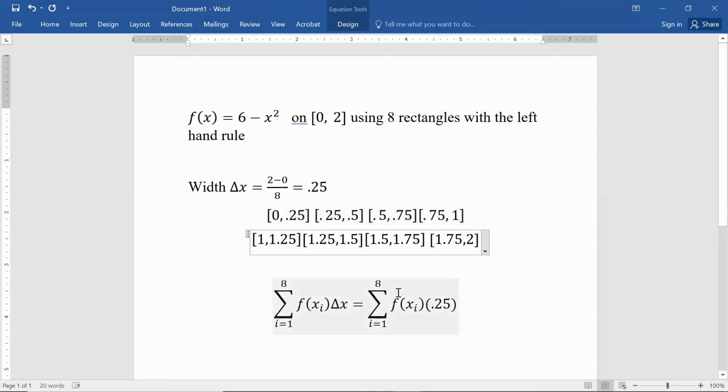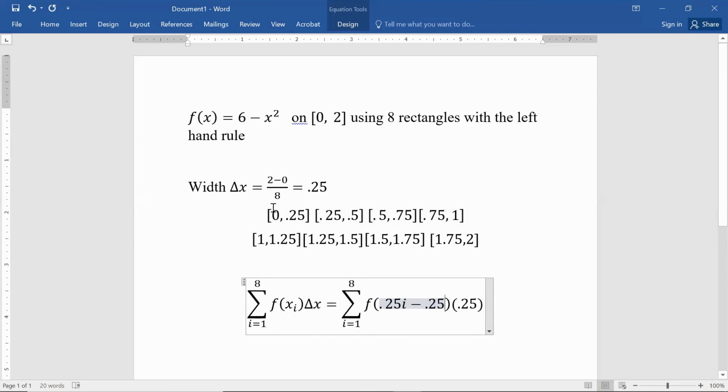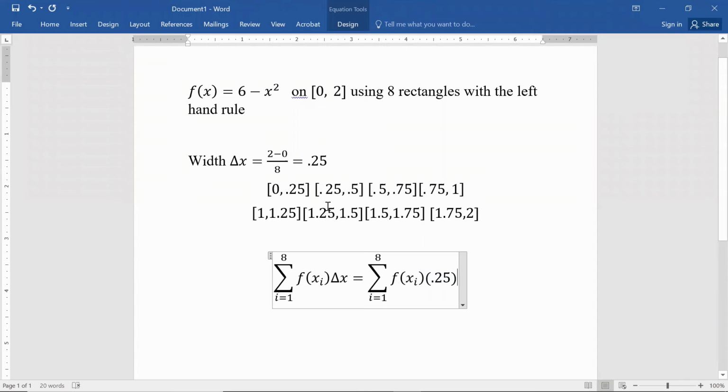There is a way you could write this if you'd like. You could have written this as 0.25 multiplied times i minus 0.25. So when you plug in 1, you get a 0. When you plug in 2, you get a 0.25. When you plug in 3, you get 0.5, and so on and so forth. I am not concerned if you're able to do that. In fact, I am just as satisfied if you write it like this, with x sub i, knowing that x sub i is the left-hand value for each.